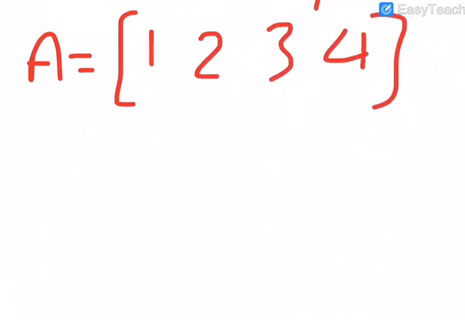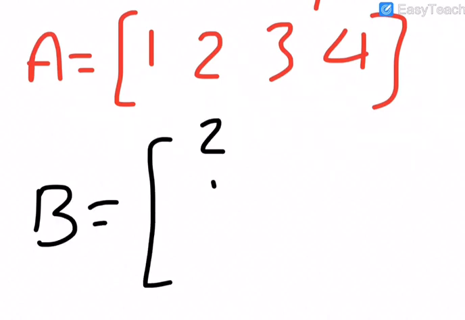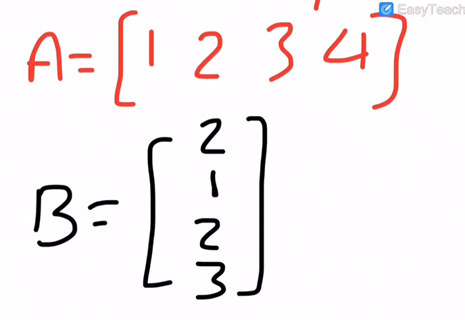If your matrix is just a single column or a single row, we call it a vector. For example, A can be 1, 2, 3, 4, or B can be 2, 1, 2, 3. These are just a single row or a single column. So we call A a row vector, and we call B a column vector.